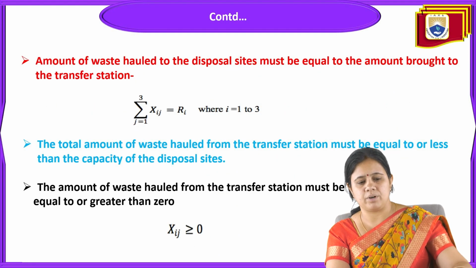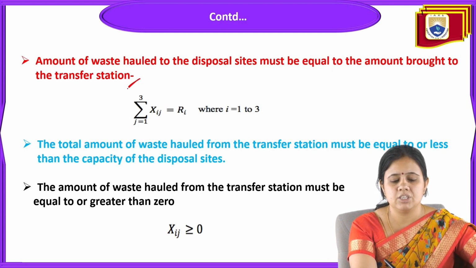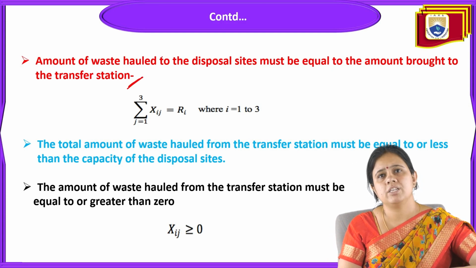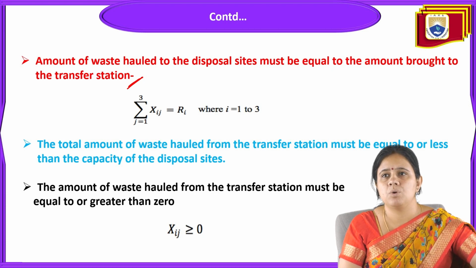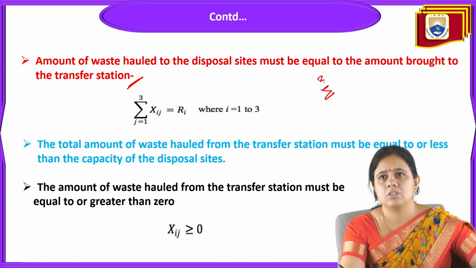Now coming to the next point. The amount of waste hauled to the disposal sites must be equal to the amount brought to the transfer stations. So this is the summation over j equals 1 to 3 of Xij equals Ri, where i equals 1, 2, 3.